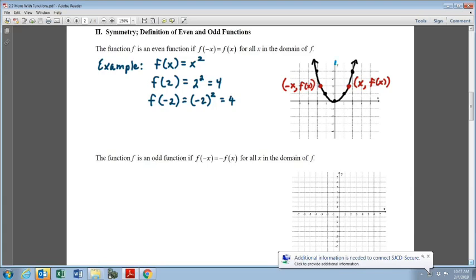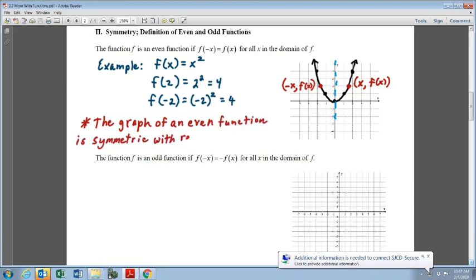And notice if I put a dotted line down the middle here, whoops, that's not a very good dotted line. Let me see if I can do a little bit better. So there's a line of symmetry there. The right side is basically the mirror image of the left side. And this is what you're going to have with even functions. So we say that the graph of an even function is symmetric with respect to the y-axis.